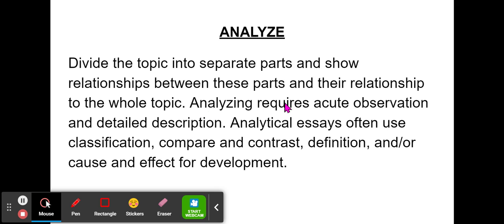So analyzing requires acute or sharp observation and detailed description. Analytical essays often use classification, which may not be too useful here. Compare and contrast, which certainly will be. Definition and or cause and effect for development. So you could set this up either as a compare and contrast or as a cause and effect. Either one of those would be okay.